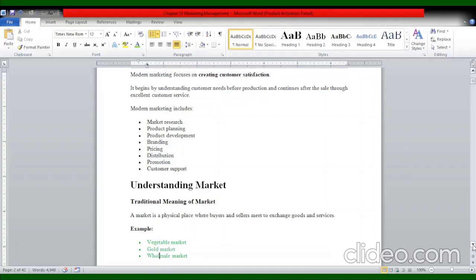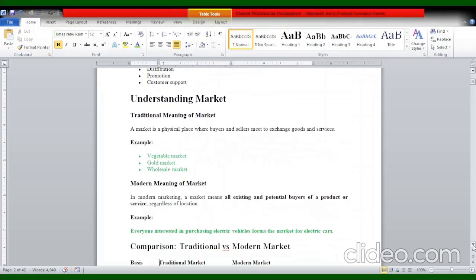Now we are focusing on one important point, that is how you understand the market. Understanding the market, that is the traditional meaning of the market. A market is a physical space where buyers and sellers meet to exchange goods and services. But right now, you understand that there is an offline market where you can buy from your nearby house or shops, or an online market where you can order on Flipkart, Amazon, and some other places. But the traditional market is a physical place where you go and get the product after paying the particular price. For example, vegetable market, gold market, and wholesale market.